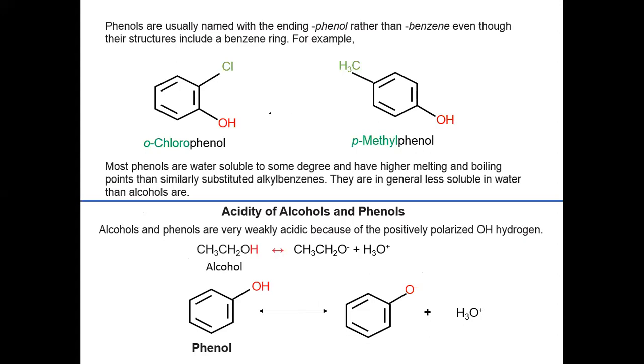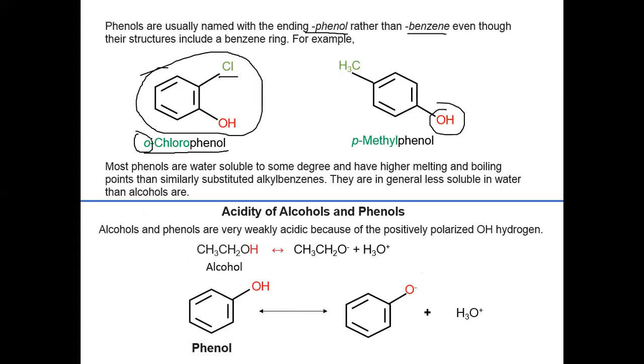Well, phenols are usually named with the ending phenol rather than with benzene. Since there is a hydroxyl group, it ends as phenol. For example, if we have a compound like this, where we have one chlorine substitution and the hydroxyl group, it's going to be o-chlorophenol. Why is it o? Because we have the ortho position, so 1, 2. So we have the ortho position. This is why o-chlorophenol, and the rest is phenol, right?